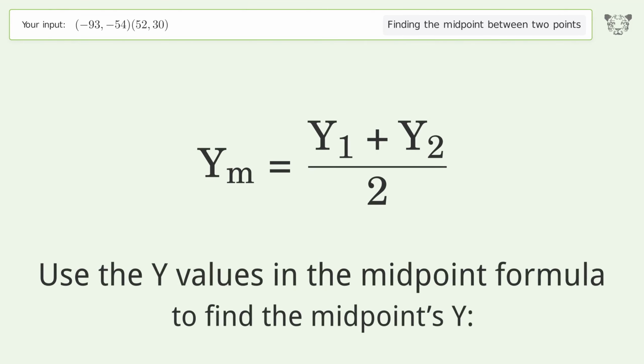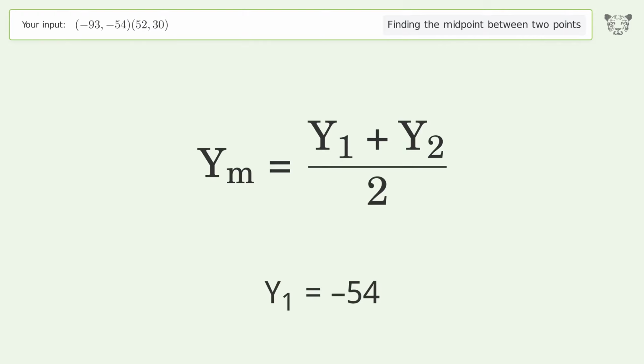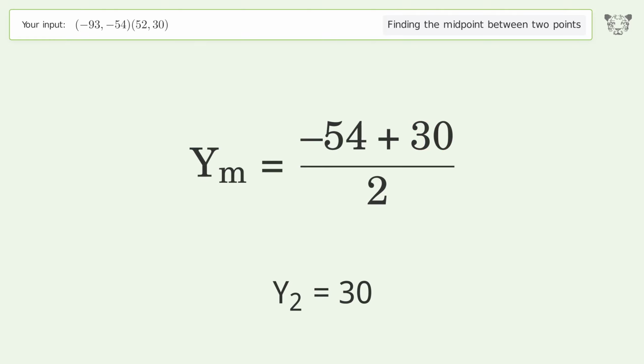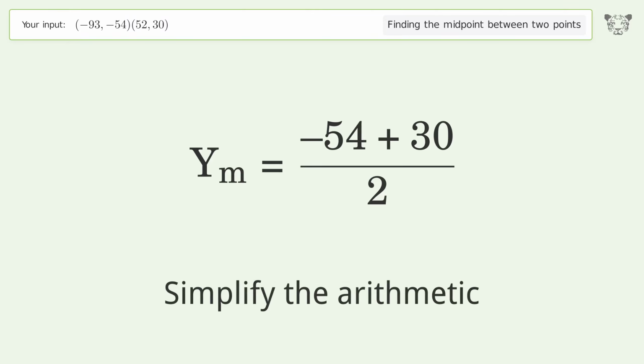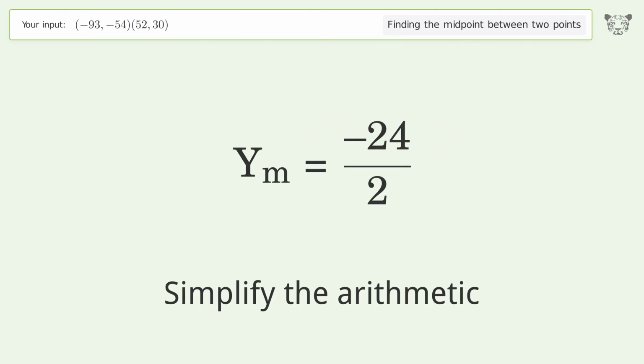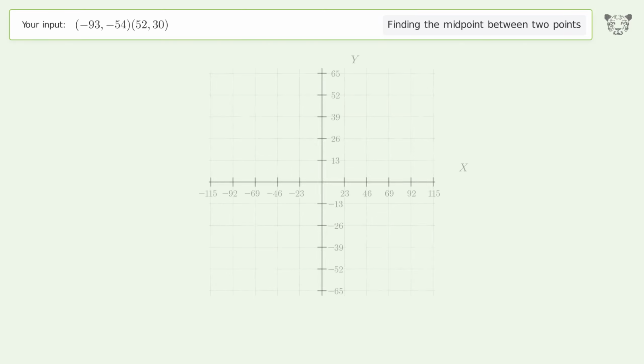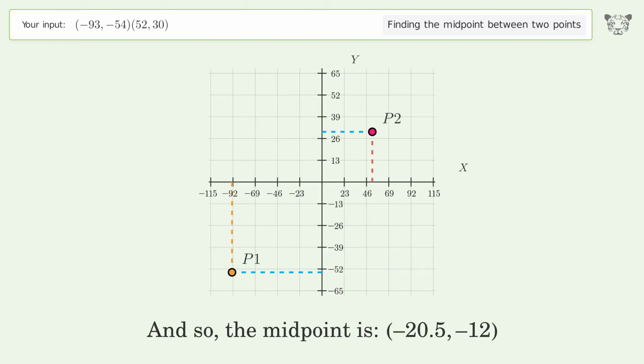Use the y values in the midpoint formula to find the midpoint's y. y1 equals -54. y2 equals 30. Simplify the arithmetic. And so, the midpoint is -20.5, -12.